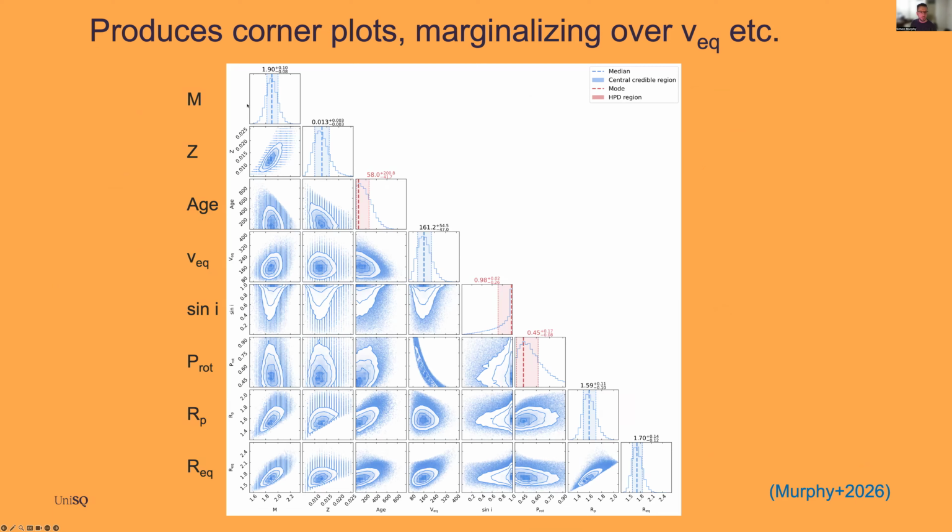Here's one of the corner plots that you make. And the parameters that you get out by default look like this. And you can change those parameters using the applet. And so you can marginalize over the equatorial rotation rate or whatever you'd like to do in order to get your age, your mass, metallicity, whatever parameters you're interested in for your star.